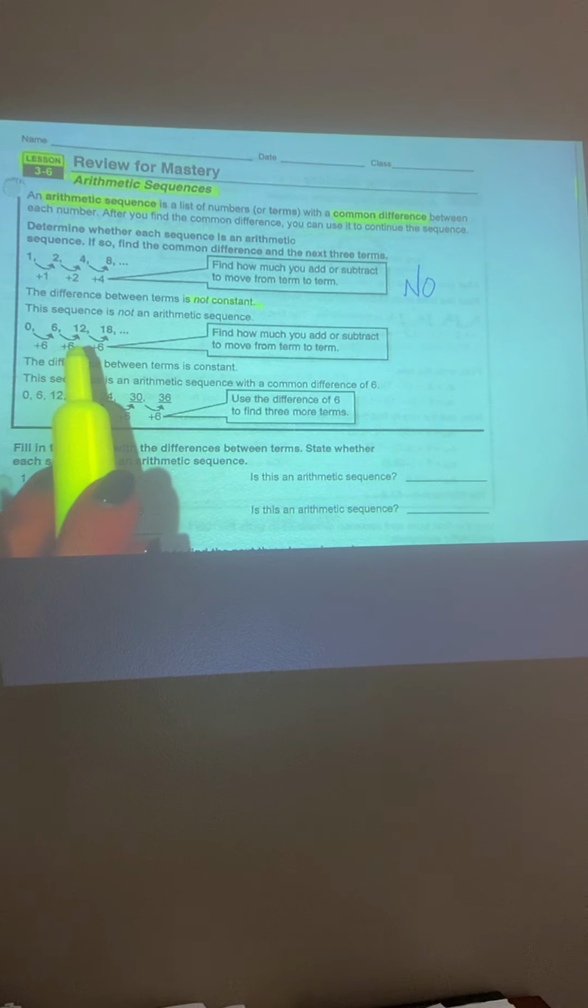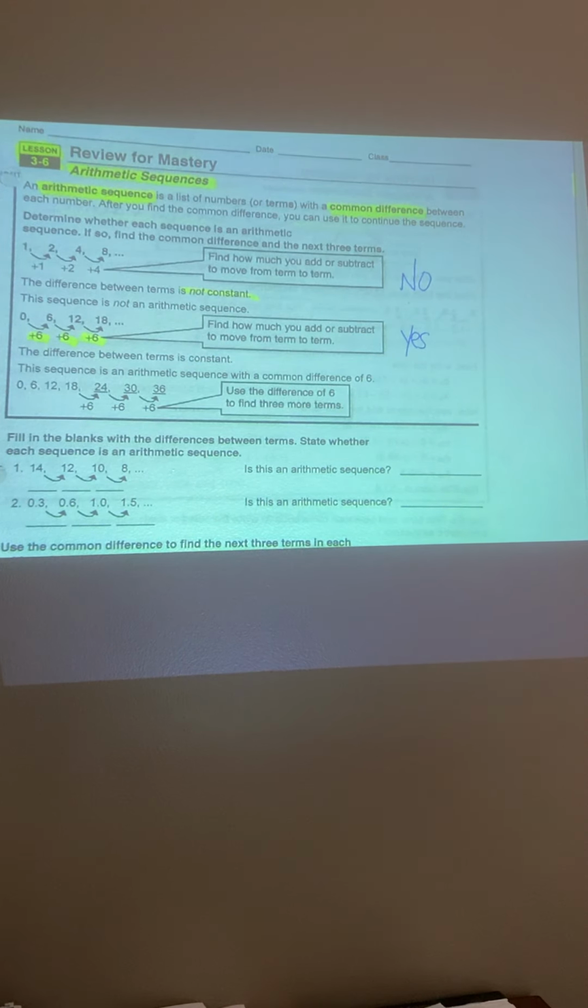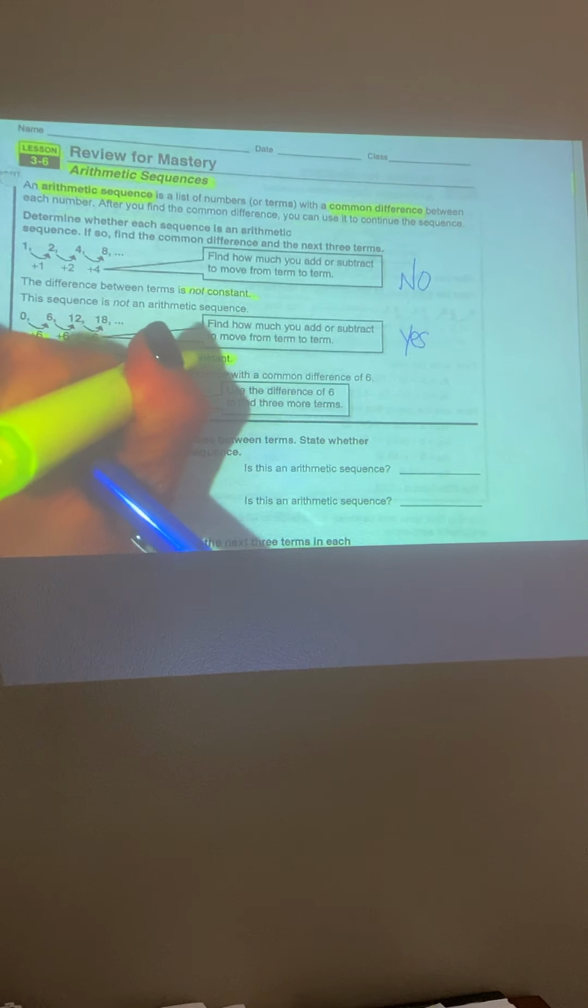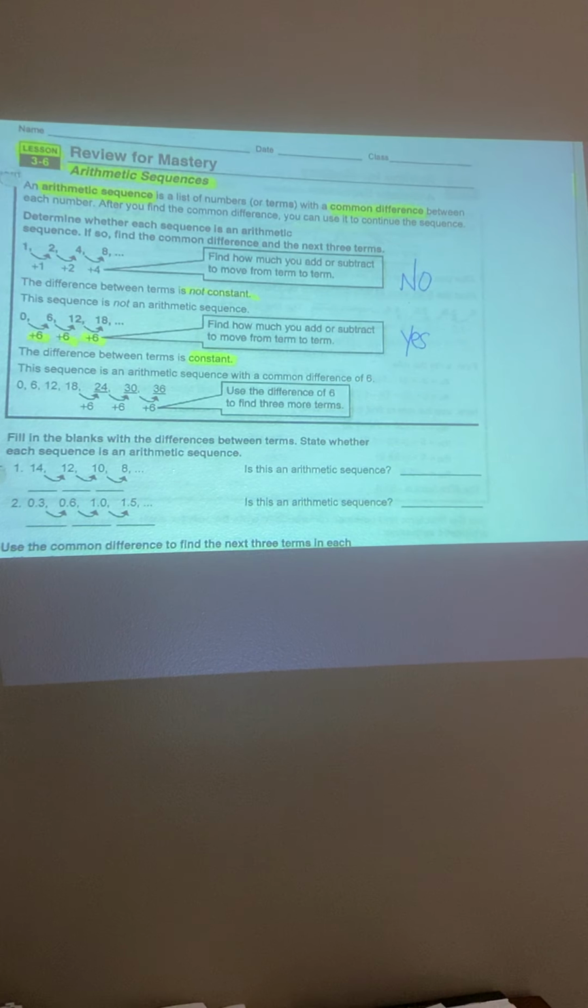Let's look at the next sequence. 0, 6, 12, and 18. They all add 6, add 6, add 6. So therefore, they do have the same common difference. So it is constant. This sequence is an arithmetic sequence with a common difference of 6.